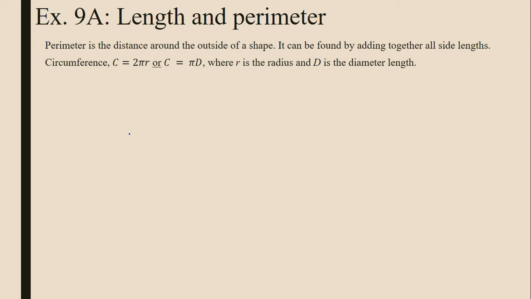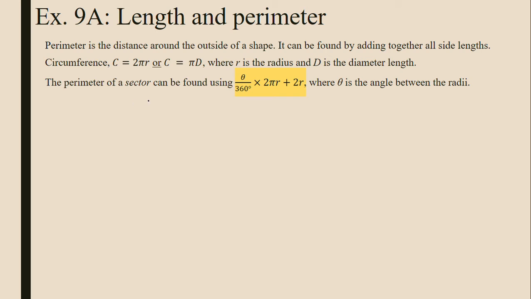Remember that perimeter is the distance around the outside of the shape, or the length of the outside of a shape. We can find it by adding together all the side lengths. Circumference is the perimeter specifically of a circle, and it is found using C equals 2 pi times the radius, or circumference equals pi times diameter. So 2 times the radius is the diameter, okay? You can also find the perimeter of a sector, which we'll use an example of in a moment, using this formula here in the yellow box, where theta is the angle between the radii.